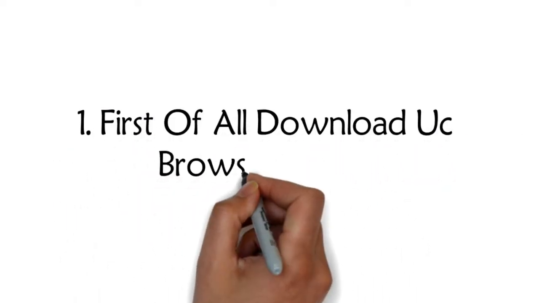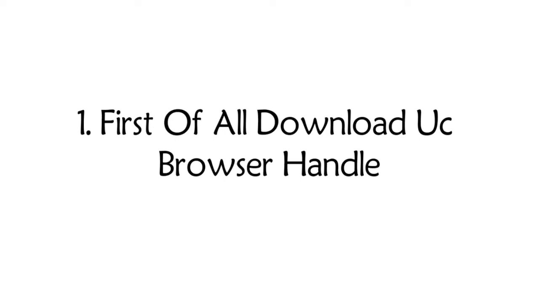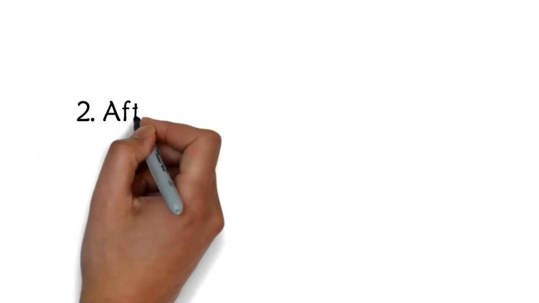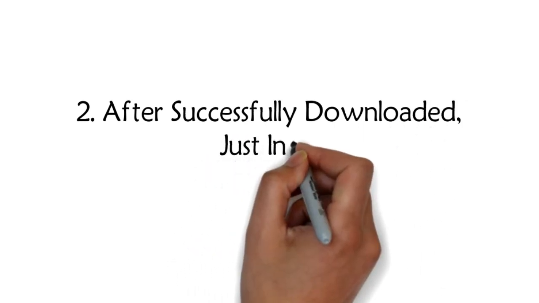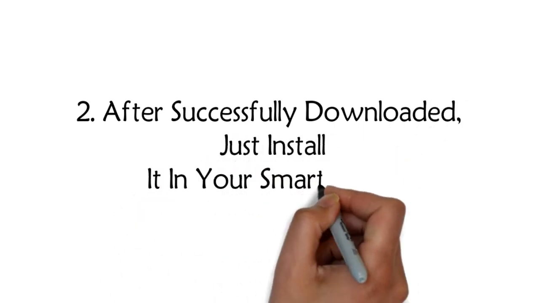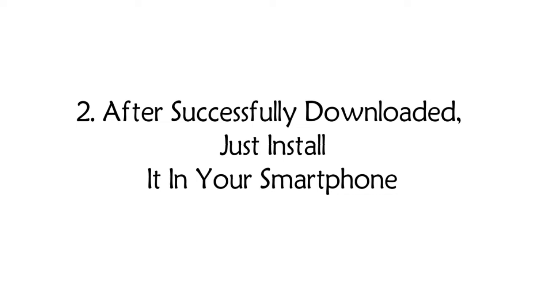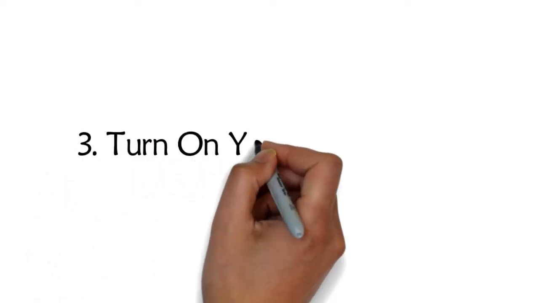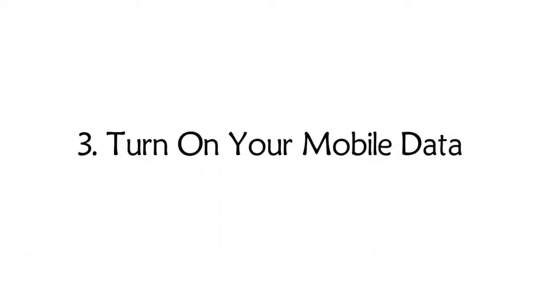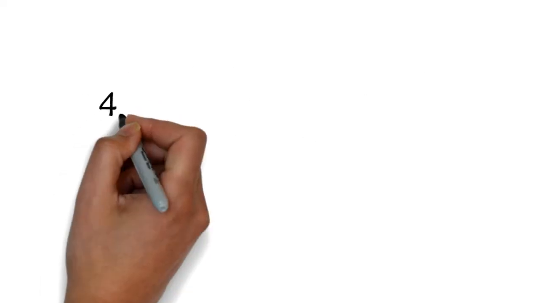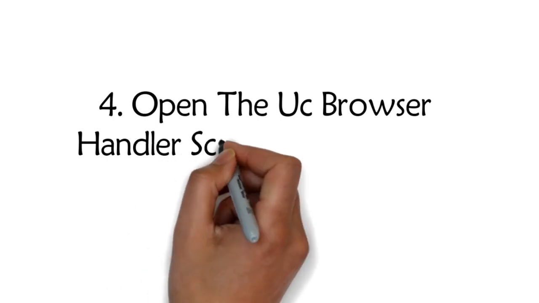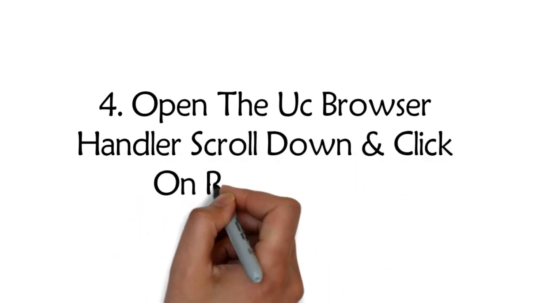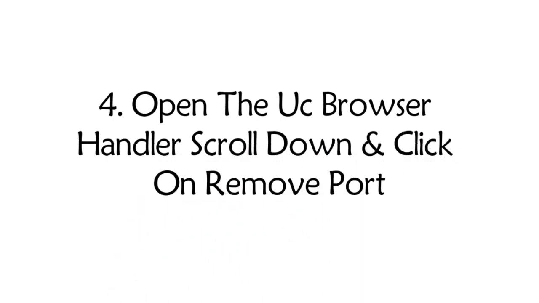1. First of all, download UC Browser Handler. 2. After successfully downloading, just install it in your smartphone. 3. Turn on your mobile data. 4. Open the UC Browser Handler, scroll down, click on Remove Port.